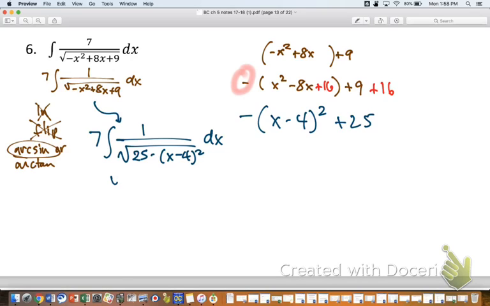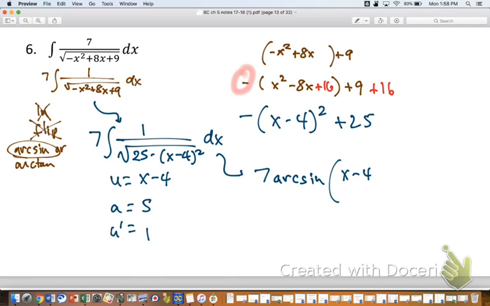You guys presuppose that this was arcsine. Totally agree. Let's figure out what our u would have to be. What do you guys think? U equals? X minus 4. Yep. That means the a has to be 5 and your u prime? It's 1. So the numerator is supposed to be u prime, and look, it is. Nobody messed up. And so this would finally end up going to 7 arcsine. Got it. And plus c.